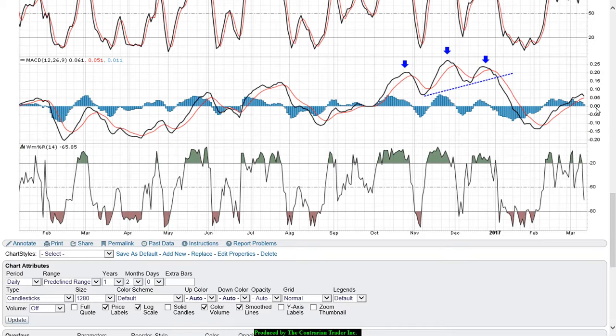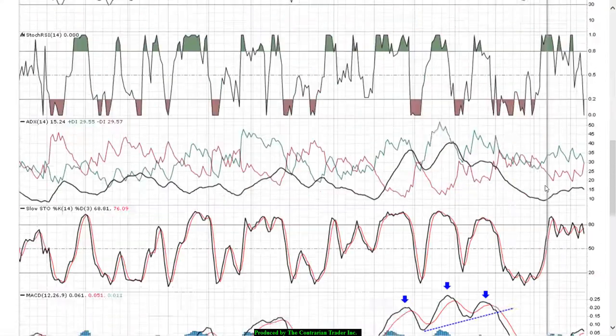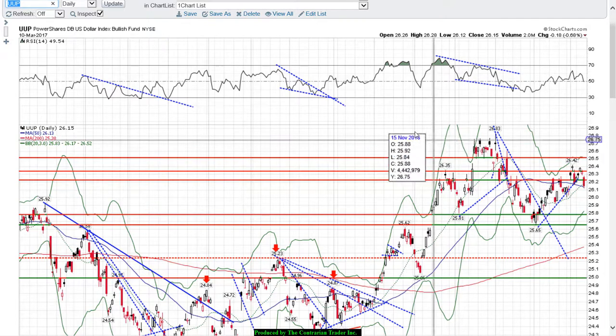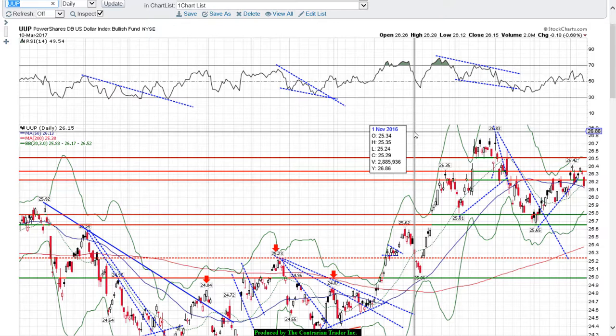Stochastics are rolling over. MACD is very, very bearish, breaking down, with lower lows and lower highs on Williams %R. So it looks as though the path of least resistance for the US dollar is to the downside. And I'll probably do a stock chart of the day of the US dollar either today or tomorrow. But either way, I will go over it with members today on the week ahead commentary.